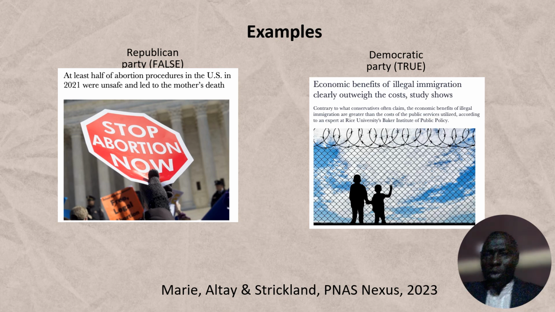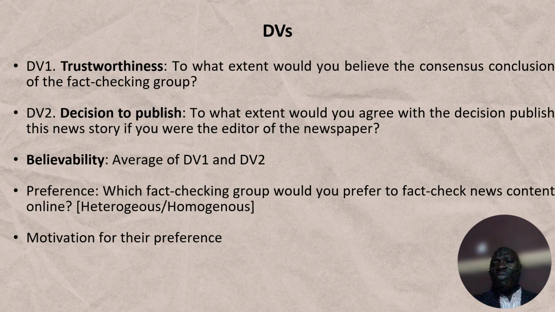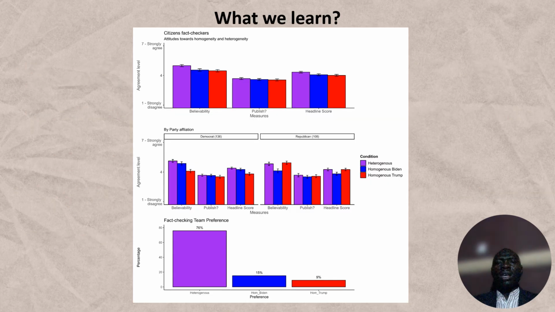These are examples of what our participants saw. And to assess the effectiveness of this fact-checking approach, we measured several key indicators. Number one, the trustworthiness of the news, the decision to publish it, its believability, and overall preference for the source of the fact check. And our findings were revealing.